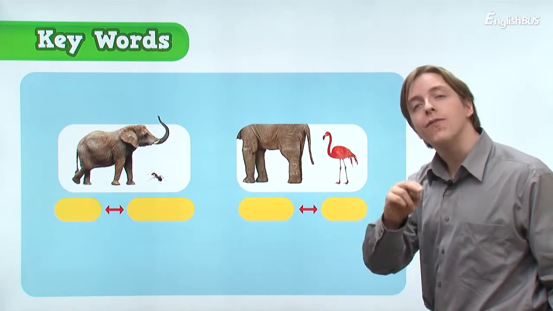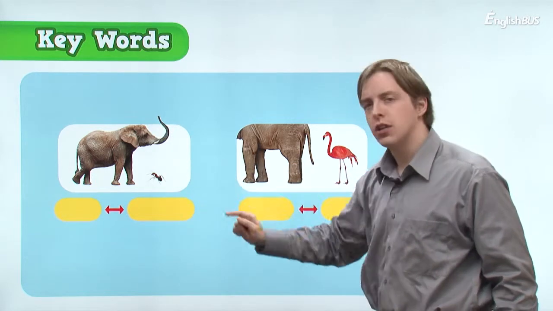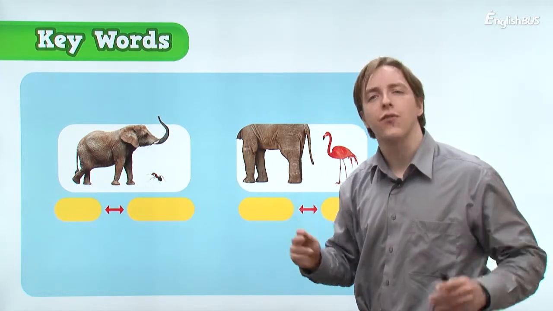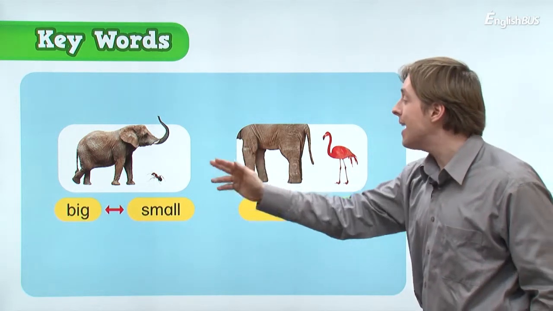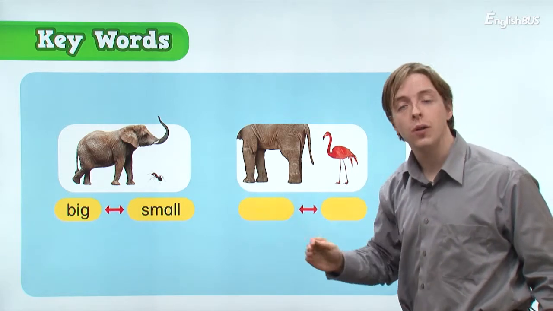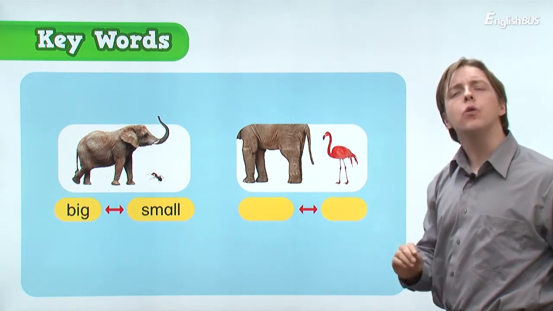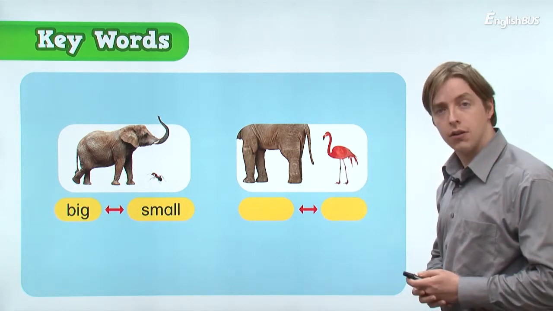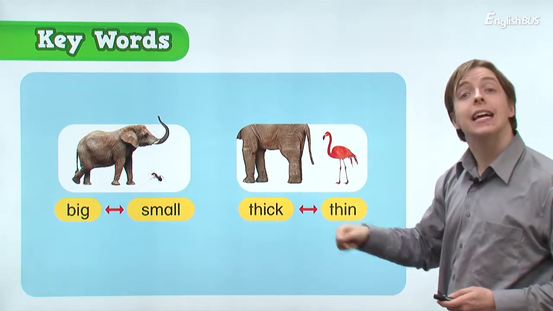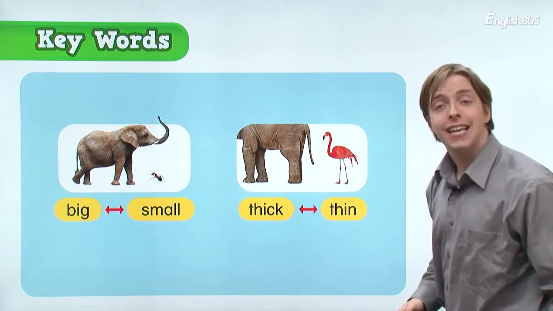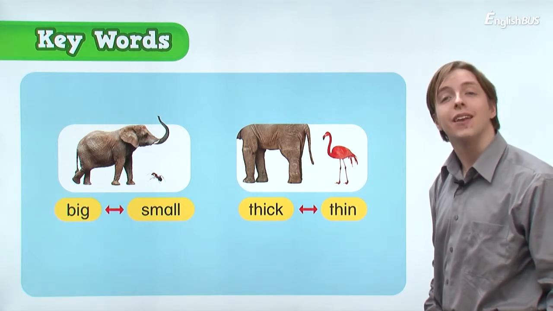So let's go back and review and see what you remember. So here we have an elephant and an ant. How would we say they are different? Do you remember? That's right. An elephant is very big, an ant is small. What about here with an elephant and a flamingo? How could we say they are different? Do you know? Very good. An elephant is very thick, especially in the legs. An elephant's legs are very thick. A flamingo's legs are very thin.